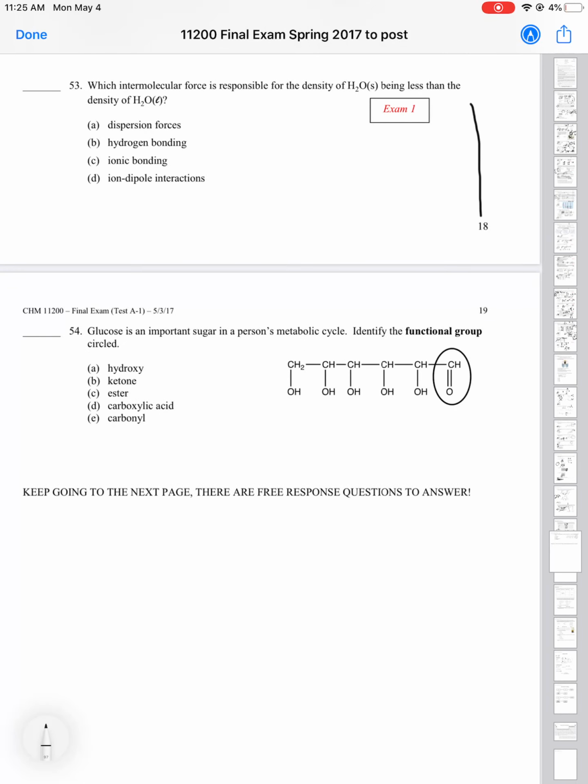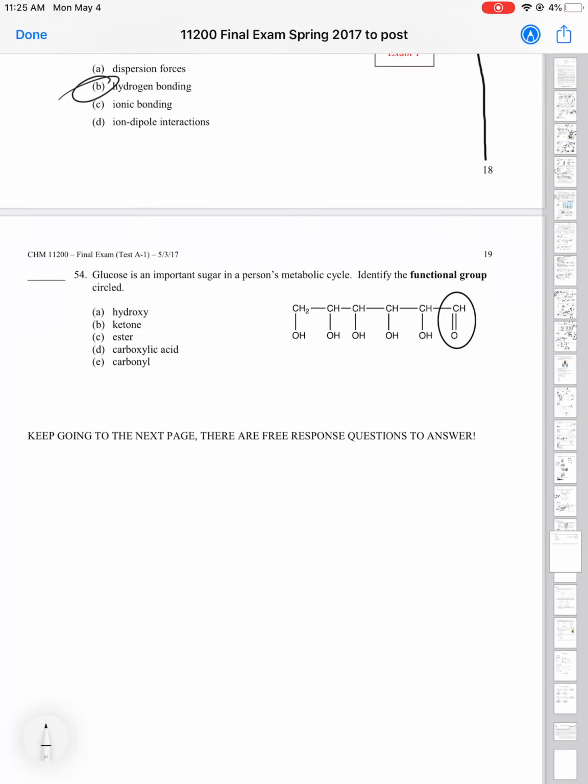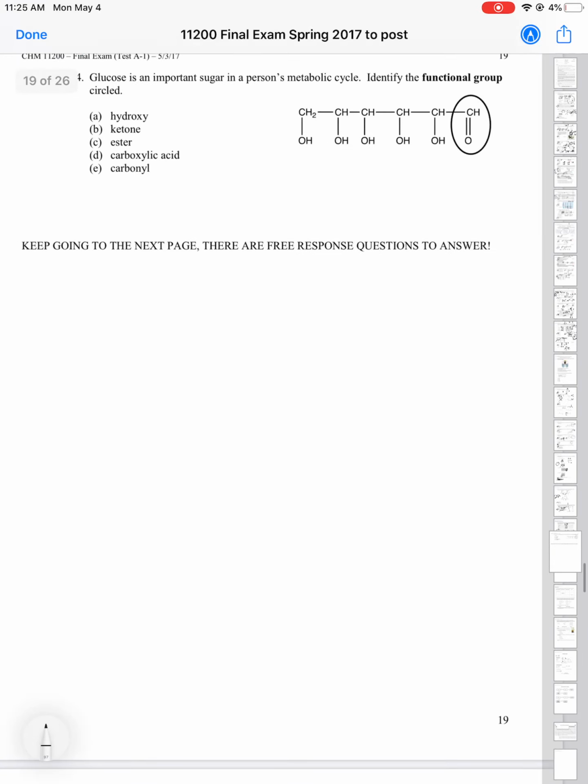Which intermolecular force is responsible for the density of H2O solid being less than the density of H2O liquid? So solid versus liquid. So water is super cool, remember. It can hydrogen bond. And basically when it hydrogen bonds, all those hydrogen bonds make a kind of a matrix that gives it that crystal pattern that makes H2O ice bigger than water.